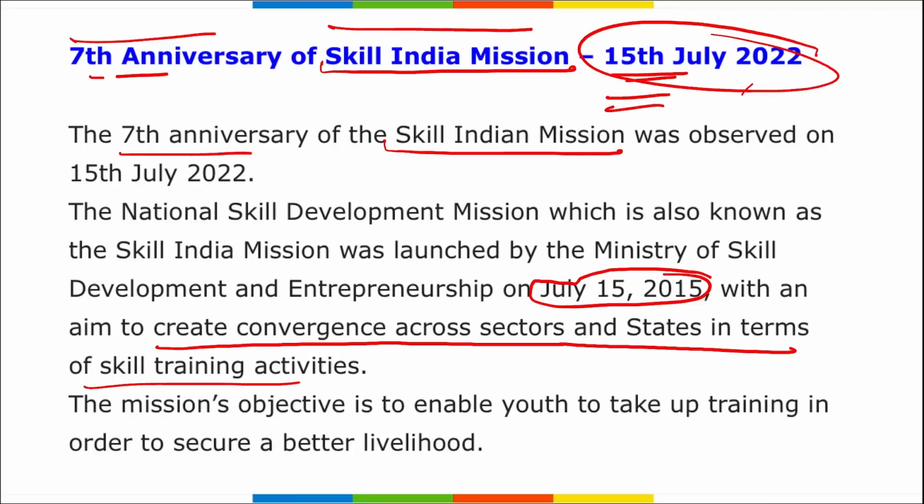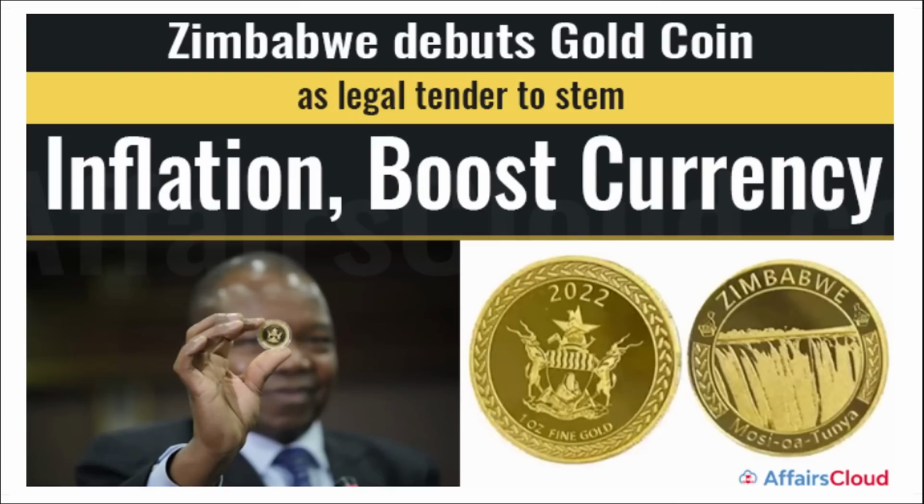Under this Skill India mission, more than 1 crore youths are trained. Around 1.36 crore young people were trained under Pradhan Mantri Kaushal Vikas Yojana, and around 11.38 lakh candidates were trained under Deen Dayal Upadhyay Gramin Kaushal Yojana.